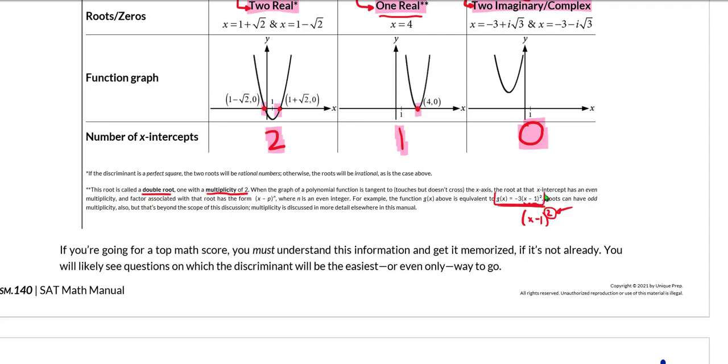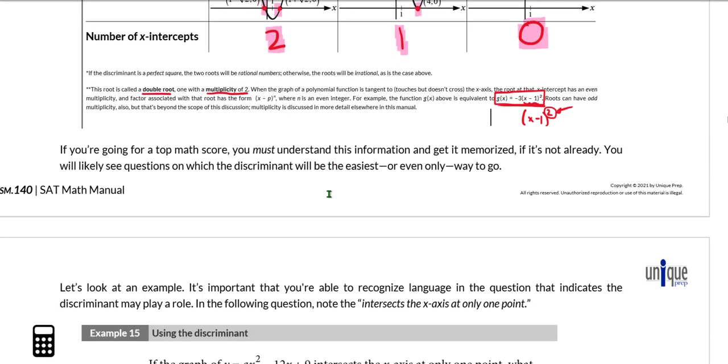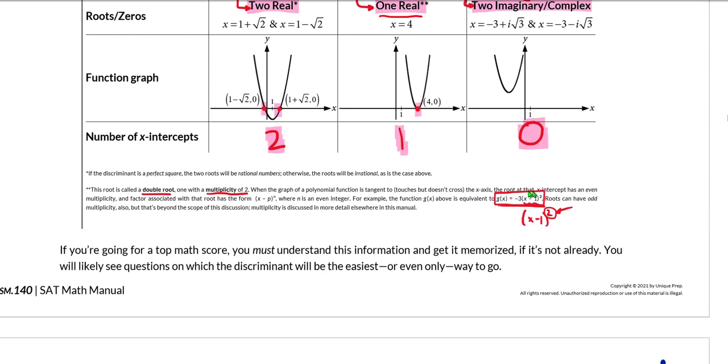This equation right here is just another form of the g of x function that we have in this table. We've just converted this to factored form, or you could also call this vertex form, I suppose.